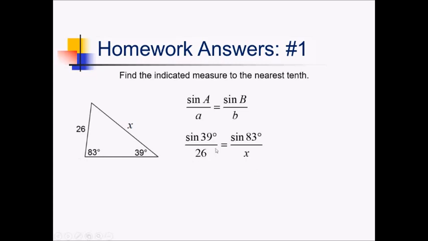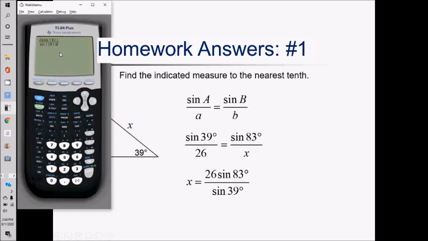So we have 26 times sine of 83. And then I have to multiply x to the other side and divide by sine of 39. So this sine of 39 comes down here. And at this point, I just plug it in the calculator.